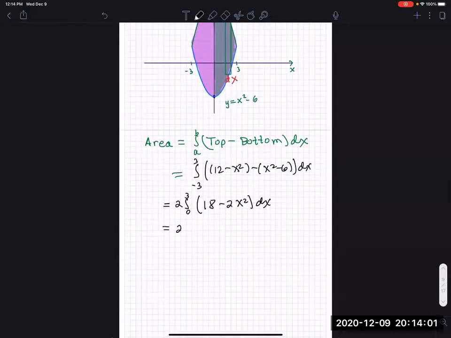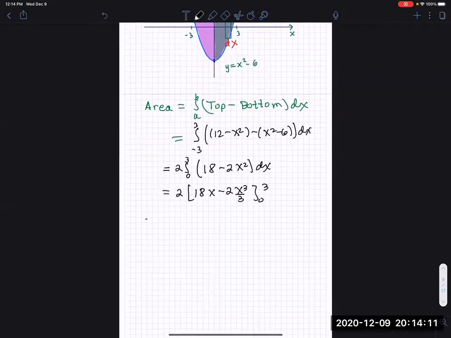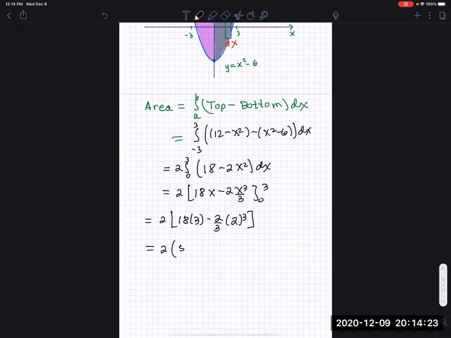And I have 18x minus 2x to the third over 3. I plug in 0 and 3. When I plug in 0, there's nothing there. It's just 0. So I'll have 18 times 3 minus 2/3, 2 to the third power. So I'll have 18 times 3 is 54, minus 2 times 8 is 16 over 3.